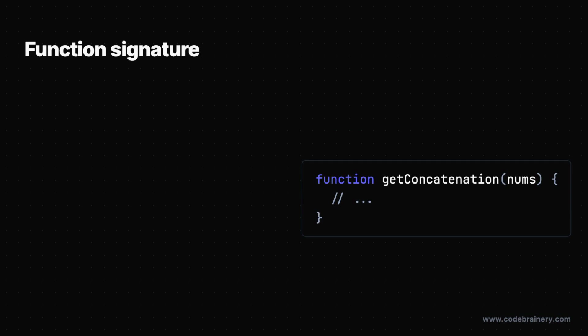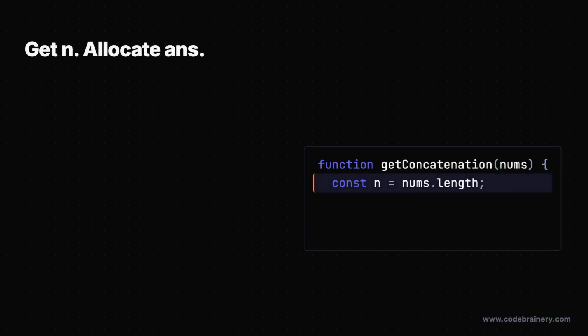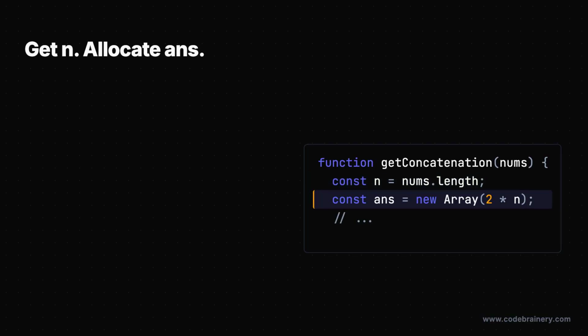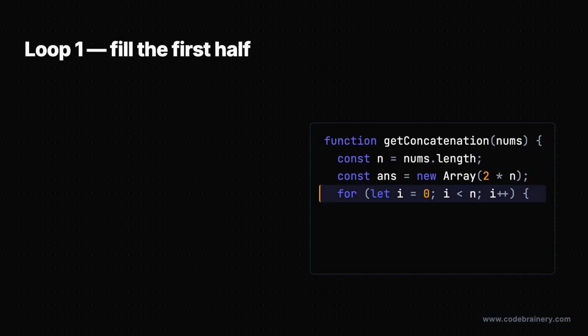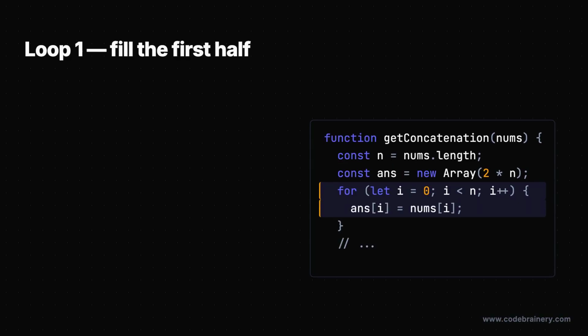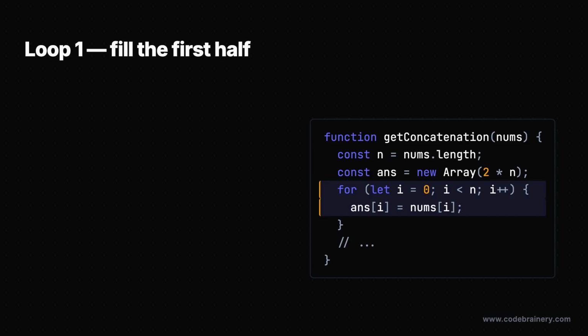The function is called getConcatenation. It takes 1 parameter, the input array. No type annotations. This is plain JavaScript. Inside the function, 2 setup lines. First, store the input length in a variable named n. Second, create the output array with size 2 times n. Memory is locked in. In our example, that's 8 slots. The first loop. Iterate from position 0 up to n. At each step, copy the input element at the current position into the output at the same position. A straight copy, slot by slot.